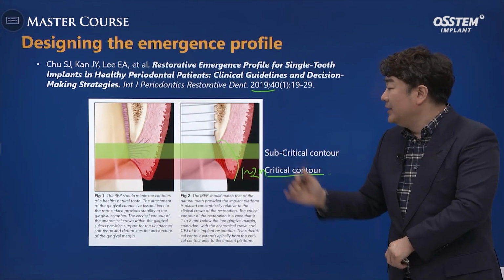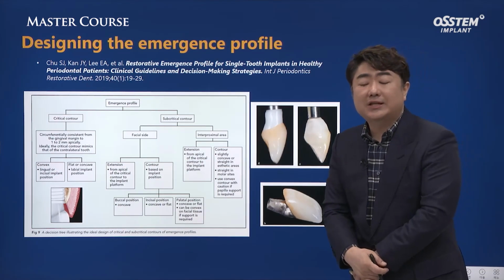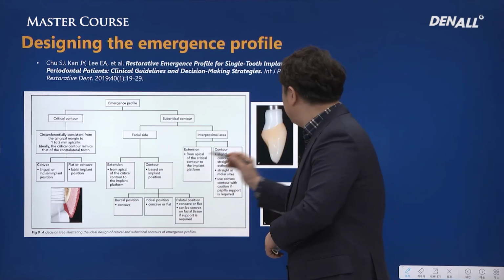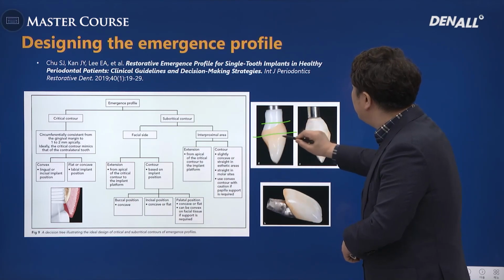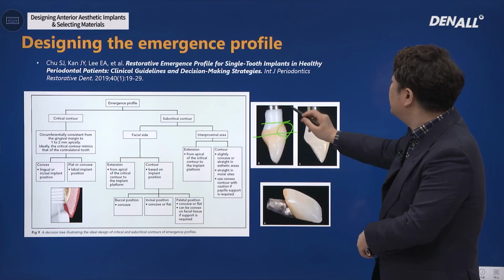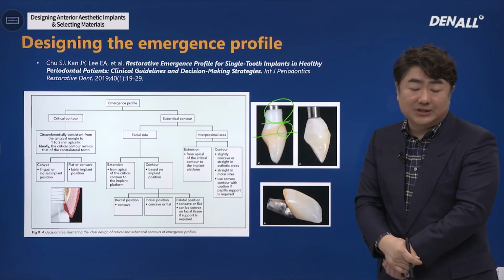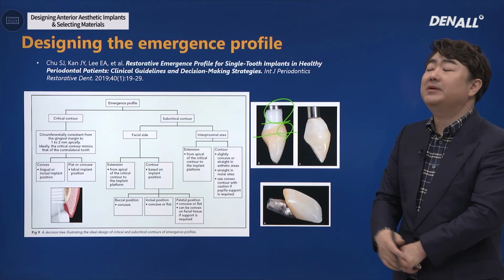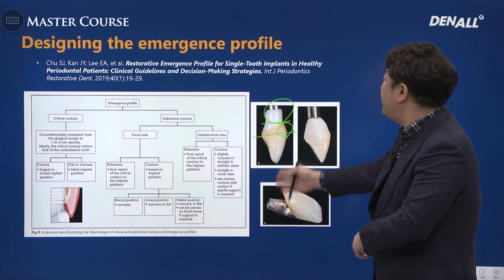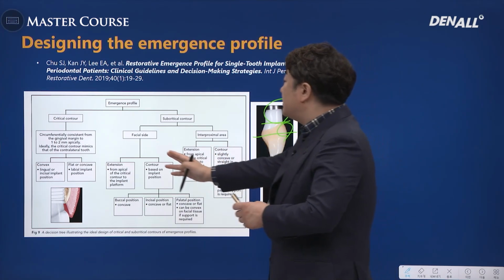This is something that we may all know. It needs to be similar to the natural teeth. In the critical contour, it needs to be convex. And below, it is either straight or concave. Depending on implant position, it may vary. Ideally, if the implant has been placed palatally, in the case of critical contour, it should be convex.